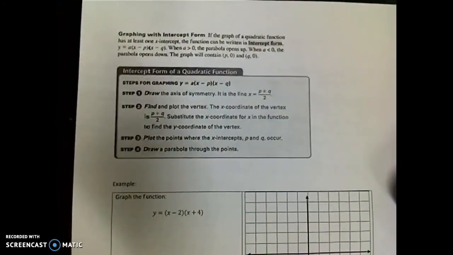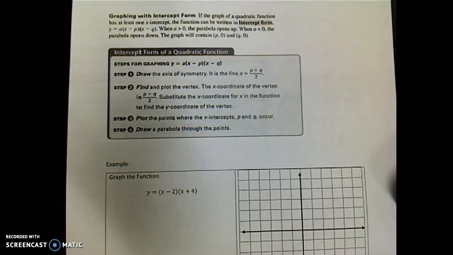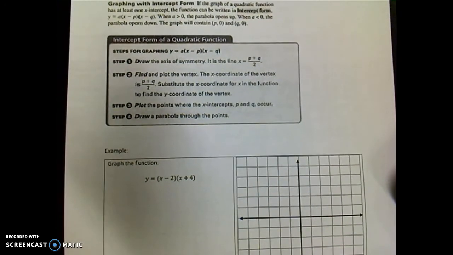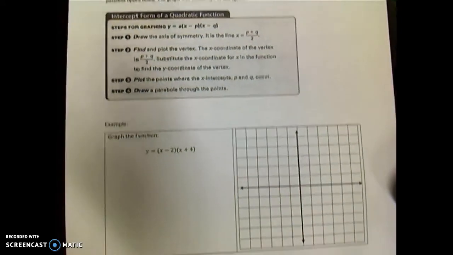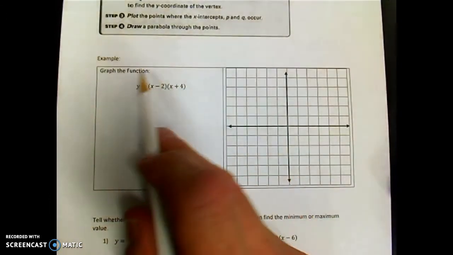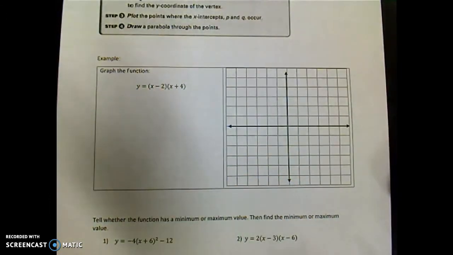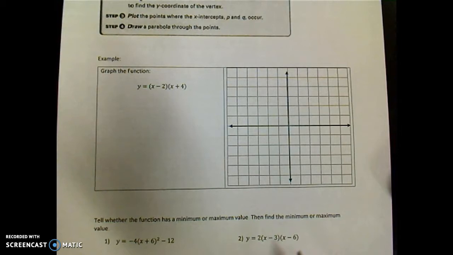Let's move on now and take a look at the graph of a parabola in intercept form. It sounds a little bit complicated. In fact, if you take a look at the steps included in the notes, it looks pretty challenging. So let's just avert our eyes for a minute. If you remember from Algebra 1, solving quadratic equations by factoring the quadratic expression, this should look very familiar to you. y equals x minus 2 times x plus 4.